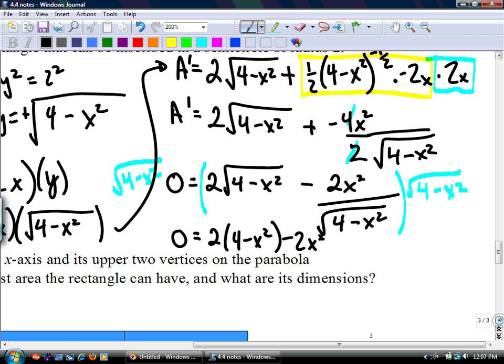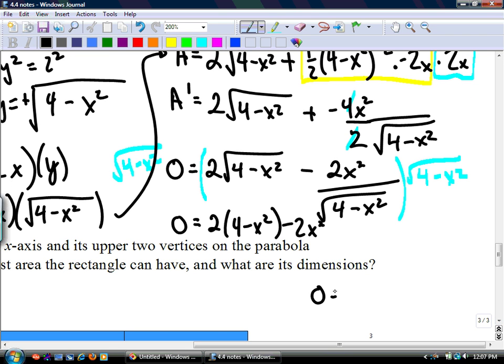So you get 0 equals 8 minus 2x squared minus 2x squared. Move the 8, divide by 4, square root it. You get the root of 2. Don't you? Why isn't it negative root of 2? Because it's not positions, it's distances.